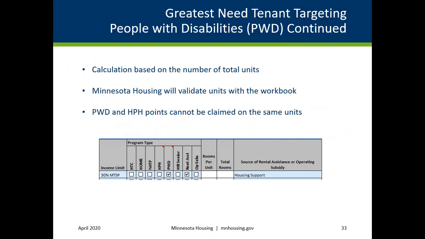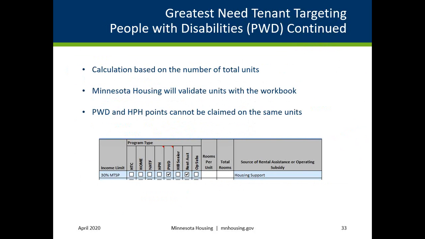Minnesota Housing will validate the number of PWD units and all other information with the submitted multifamily workbook. The units must be marked as PWD on the rent and income grid in the workbook. The income limit should be restricted to 30% MTSP, and the type of rental subsidy must be indicated. If no subsidy is available, rent levels must be underwritten to the supportive housing units underwriting standards outlined in the multifamily underwriting standards, and they must be financially feasible.